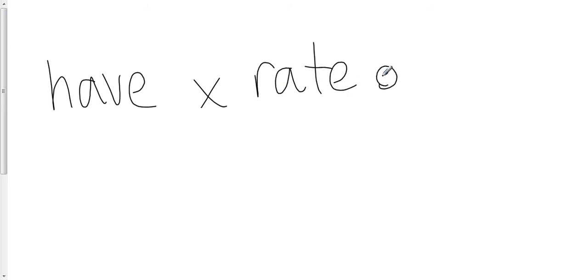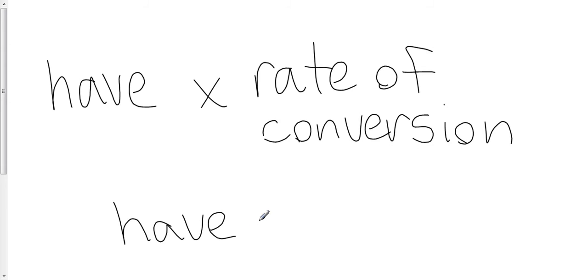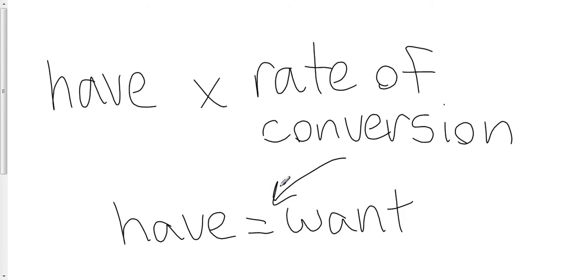First, let's start with what you have. Okay, you have something, and you want to change it to something else. In order to do that, you need a rate of conversion. So we're going to have a rate of conversion. You're going to multiply what you have by this rate of conversion. Now, what's really important is that this rate of conversion needs to be a relationship between what you have and what you want. So we have some sort of relationship between what we have and what we want.